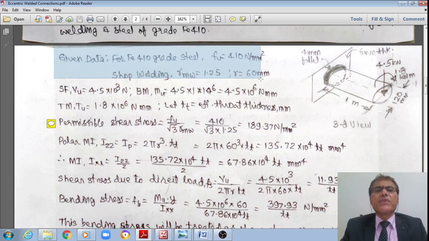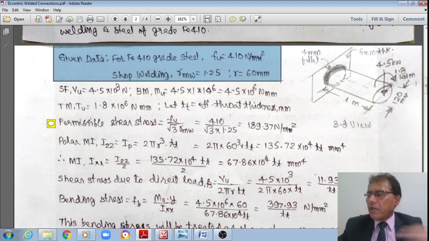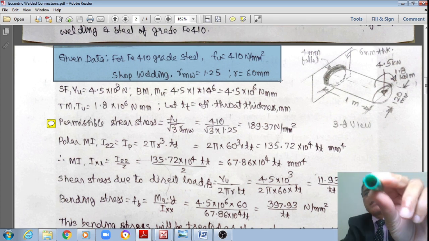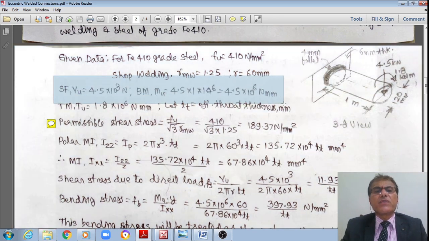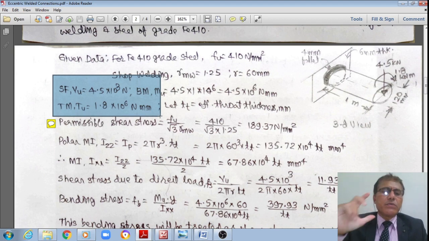These are the given data, student. For Fe410 grade steel, you already know fu is equal to 410 Newton per square mm, and for shop welding gamma mw is equal to 1.25, and the radius of this tube is equal to 60 mm. The factored shear force is 4.5 into 10 to the power 3 Newton, and the factored bending moment Mu is equal to 4.5 into 1 meter distance, that is 4.5 multiplied by 10 to the power 6 Newton mm, or 4.5 kilonewton meter. As given in the problem, it is also subjected to a torsion or twisting moment of 1.8 kilonewton meter, or 1.8 into 10 to the power 6 Newton mm.